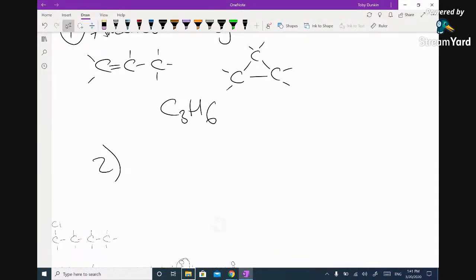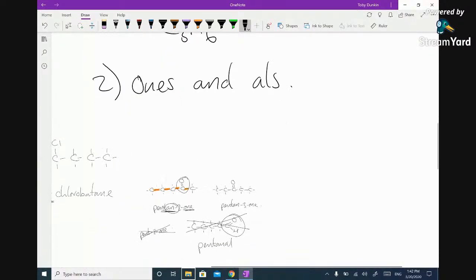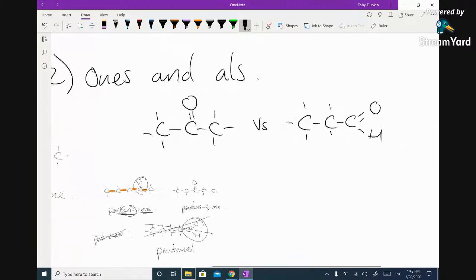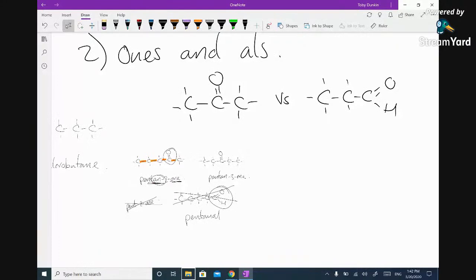Next, family number two. Family number two is ones and als. Ones and als. Let's draw one. So we've got propanone. Propanone versus propanal. Propanal. There we go. Again, two different families. Very important there, folks.